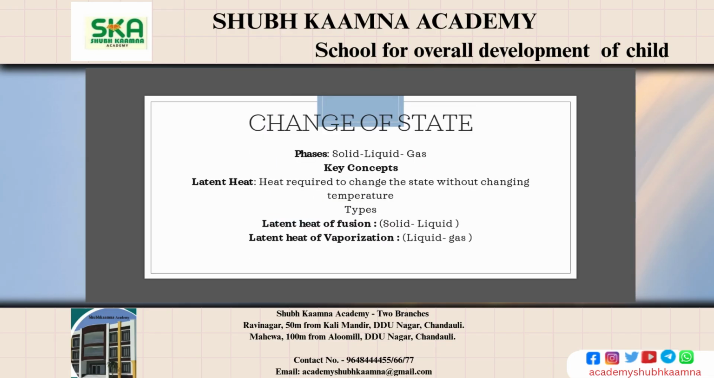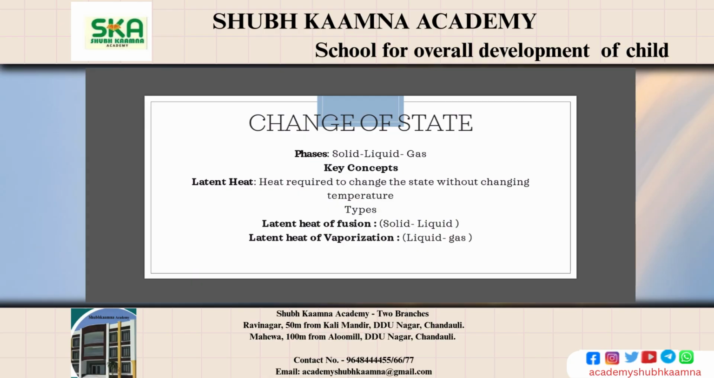Change of state. When a substance changes from solid to liquid or liquid to gas, it undergoes a change of state. During this process, the temperature stays constant, even though heat is being added or removed. This heat is called latent heat. There are two main types: latent heat of fusion for melting or freezing, and latent heat of vaporization for boiling or condensing. This is why boiling water stays at 100 degrees Celsius until all of it has turned to steam.